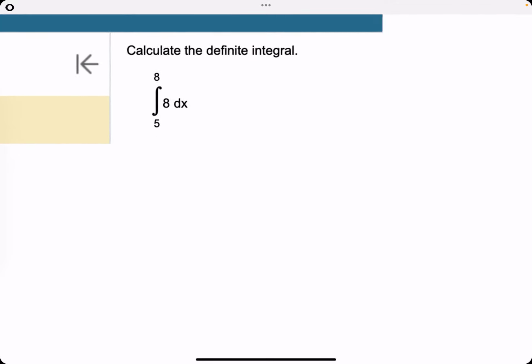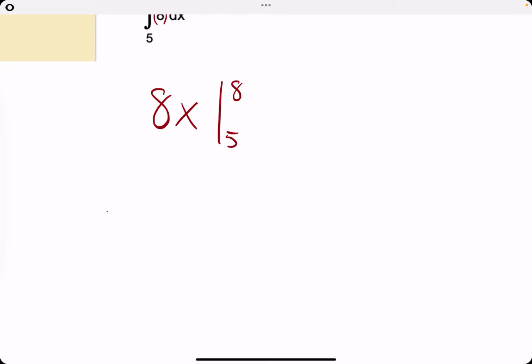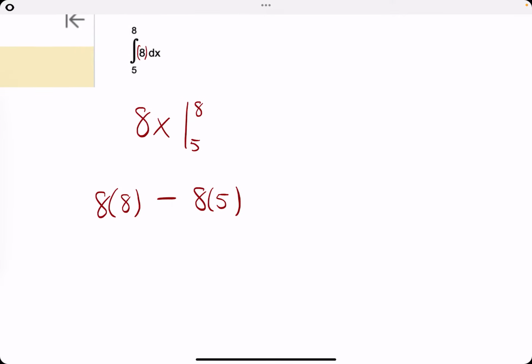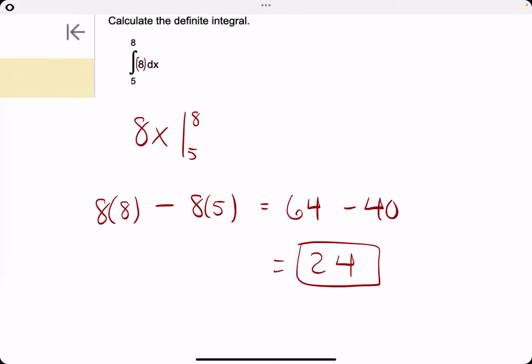So, starting with number 1, we have the integral from 5 to 8 of 8. We find the antiderivative of whatever's inside the integral. That would be 8x, and then we evaluate that from 5 to 8. What that means is we plug in the upper bound, the 8, first. We plug in the lower bound, the 5, second, and then we subtract the 2. This is going to be the process. So we get 64 minus 40, and we get 24, and that is our answer.